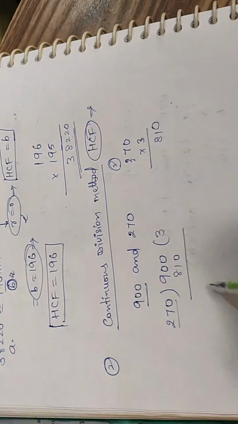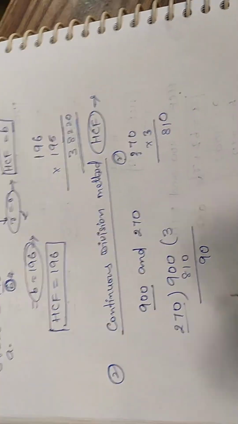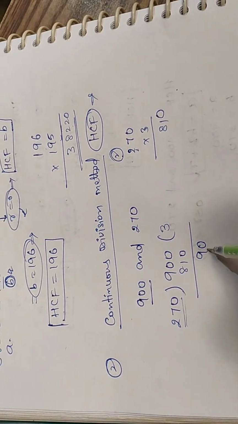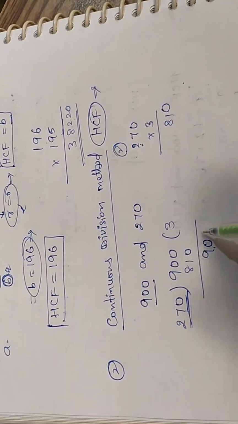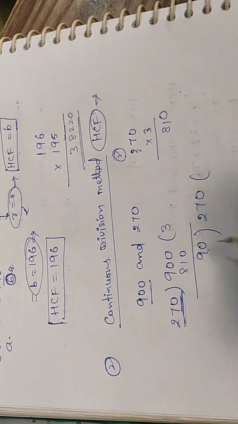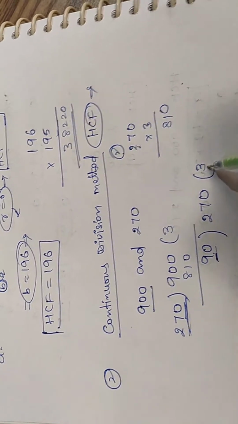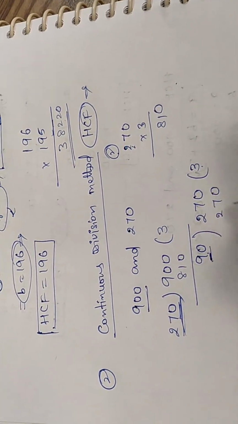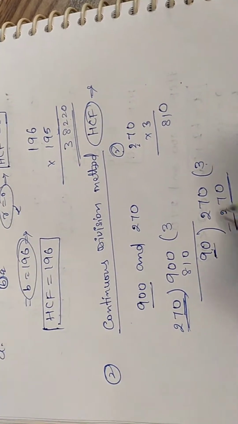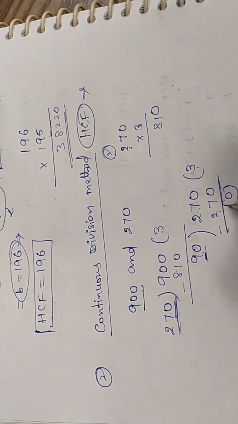Same procedure, but this is the continuous division method. What you are getting here is 90. Again, it is not possible to divide here, so again this 270 you have to bring here. Again 270. We already know 9 3s are 27. So 90 into 3, you will get 270. Okay, 270 minus 270, how much? It is 0.